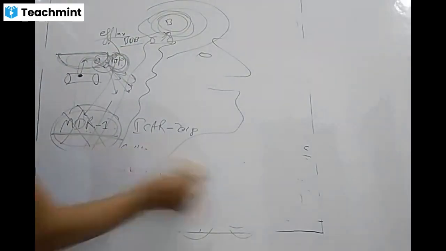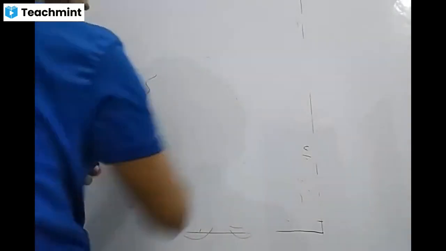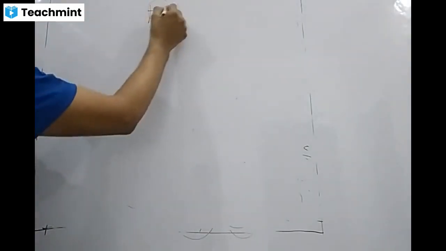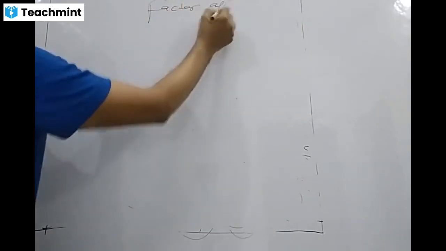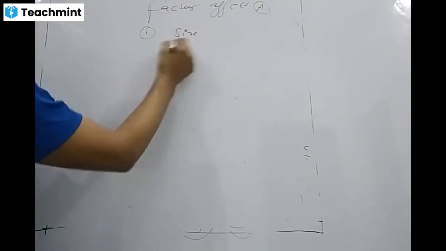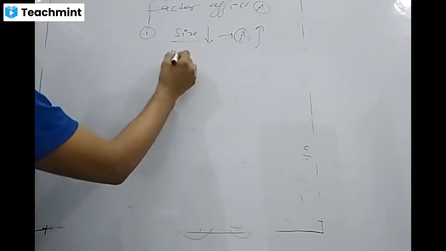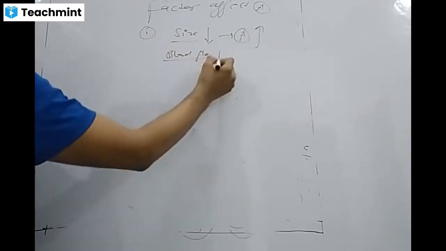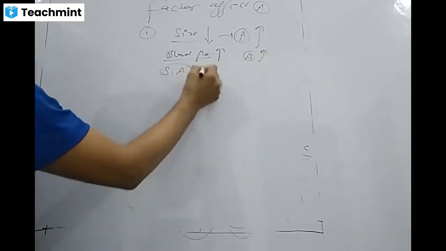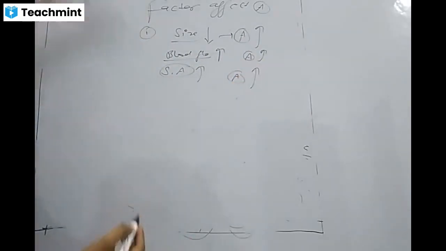So with this transport, they have asked one MCQ in 2018. So this was the absorption related all topics. Now factors affecting absorption. Small factors like size. If size is small, it will absorb more. Second is blood flow. If blood flow is more, absorption is more. Third is surface area. If surface area is more, absorption will be more. So these are the factors which are affecting.